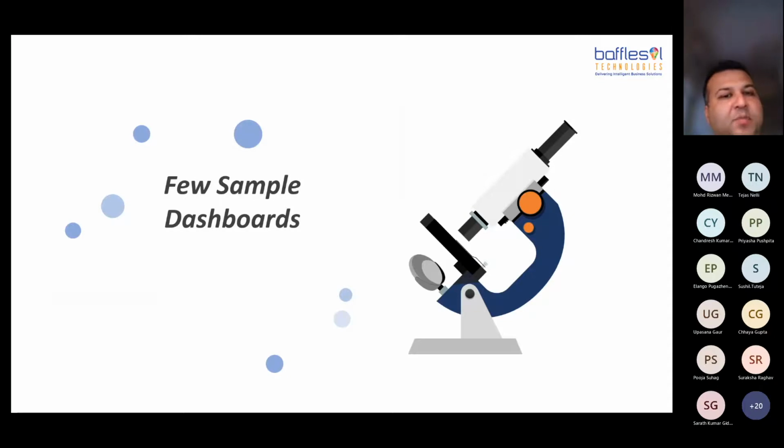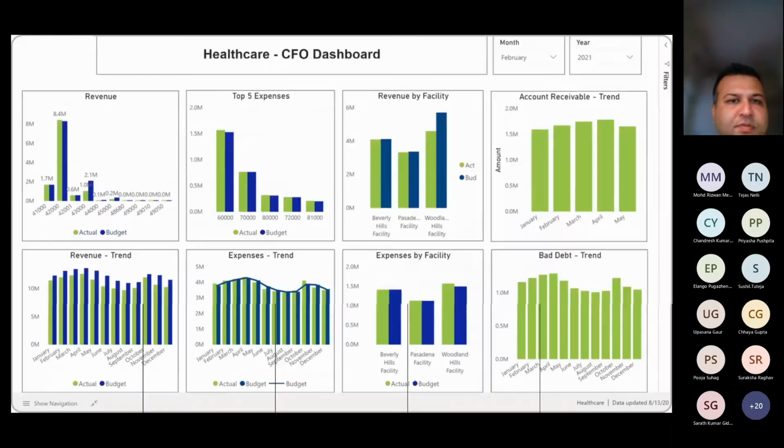I'm going to present some sample dashboards so that it's easy to understand what type of dashboard we are really referring to and how they can be useful. Let's look at this dashboard, primarily for healthcare. And what are we looking at here? The very first thing we see on the screen is actually revenue. It is showing my actual revenue versus budget.